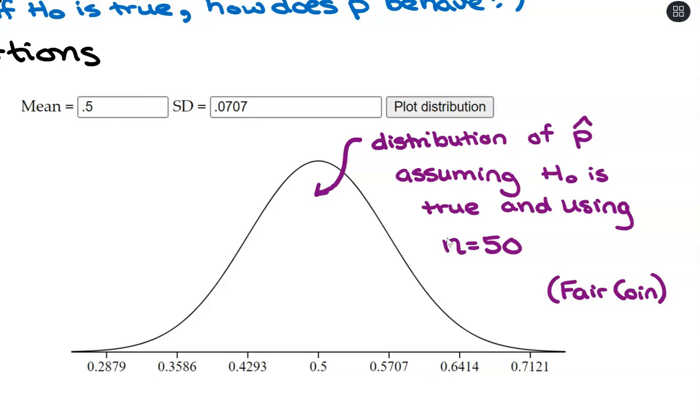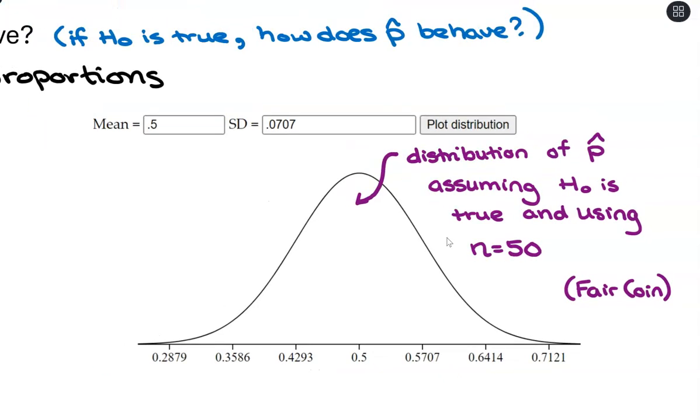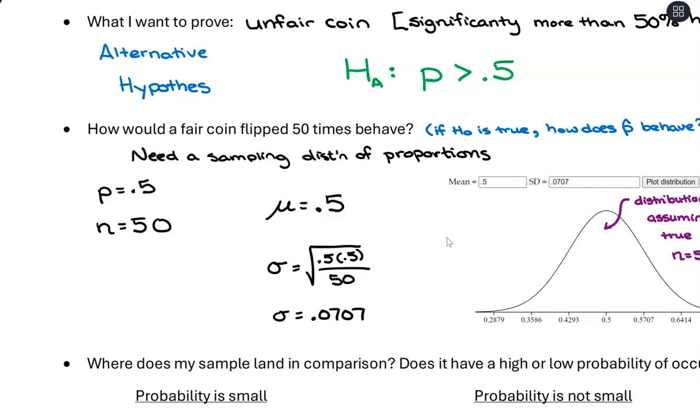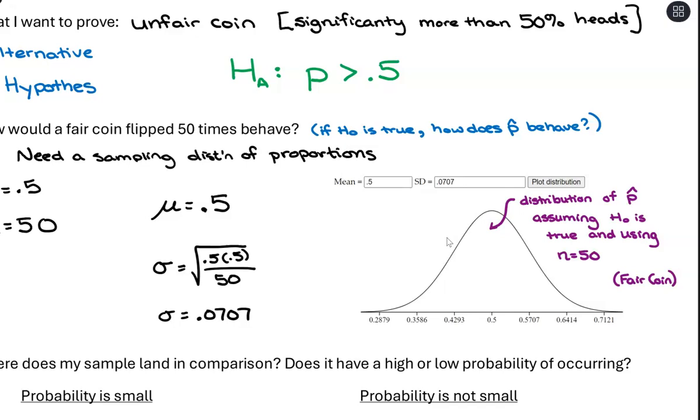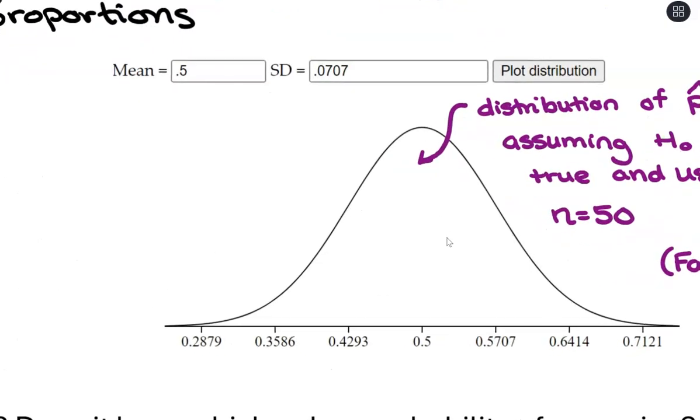under that null hypothesis. Okay, so let me go back to my question here. How would a fair coin flipped 50 times behave? It would behave just like this distribution. We expect 50% to come through, maybe 57%, 64% starts to get out there, or about 43% or about 36%. So we can get an idea of what proportions we expect to come through, and then we start to see some extreme values out here in the tails.